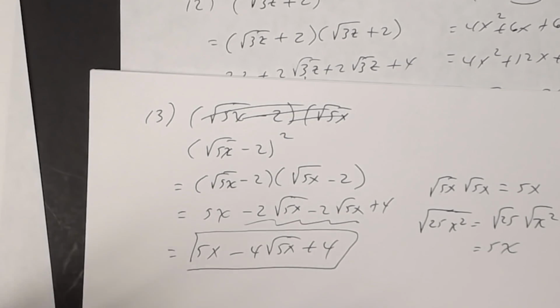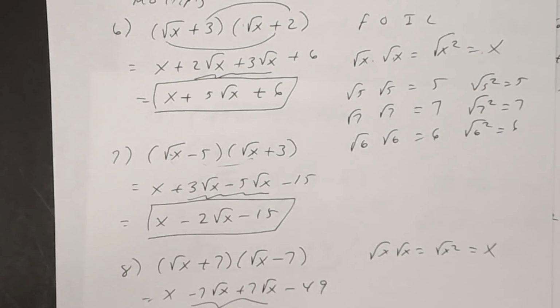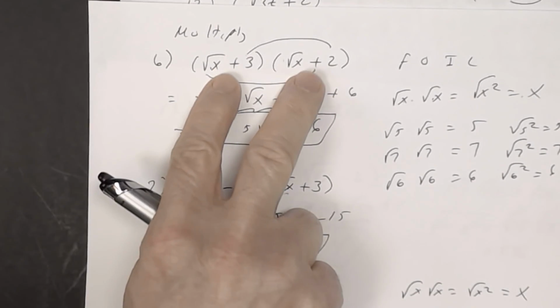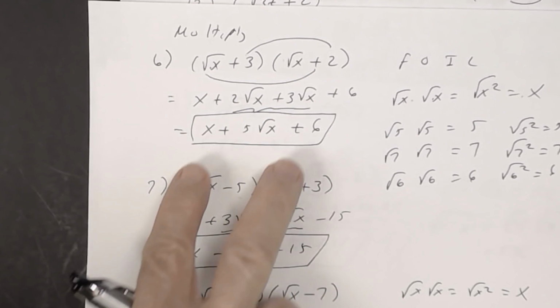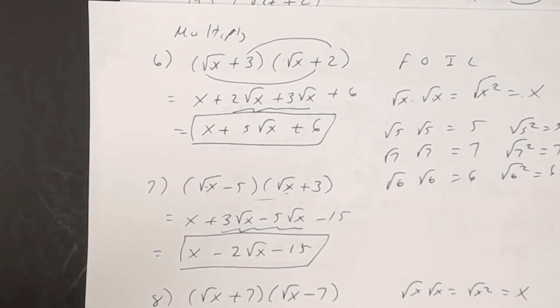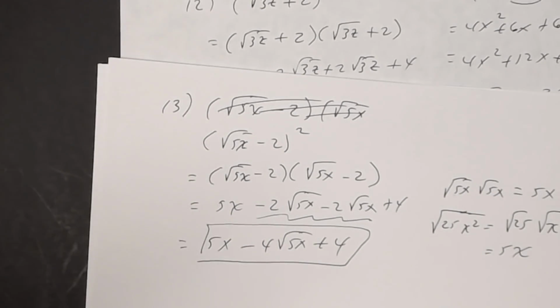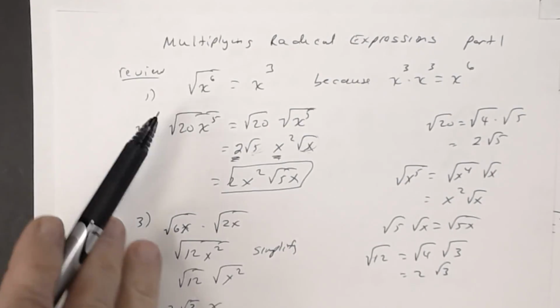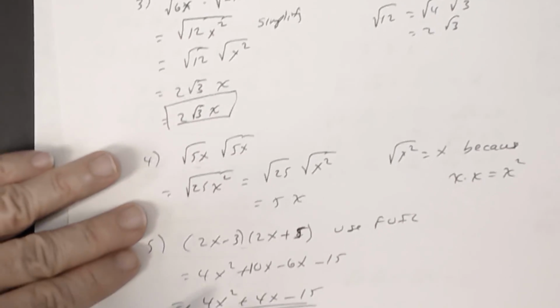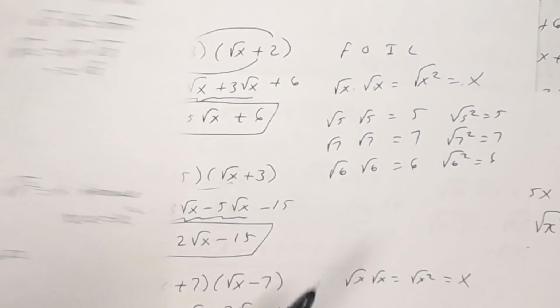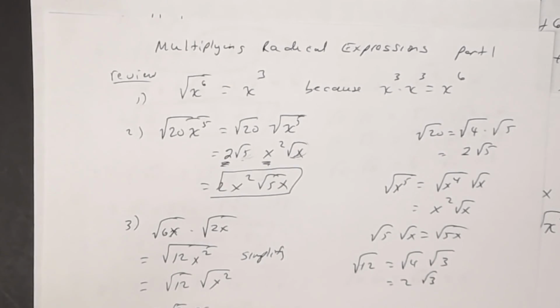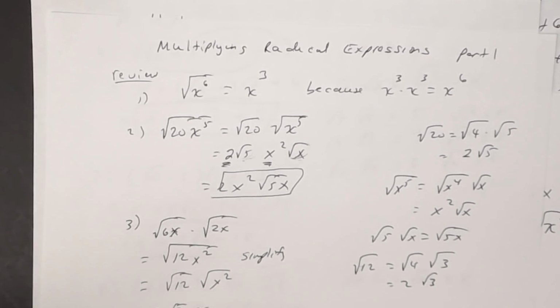All right? So this was part 1. In part 1, I need for you to understand how to multiply two binomials which are radical expressions. So make sure you go over 6 through 13 again. Make sure you can do those. And then remember the prerequisites were these right here. 1 through 6 were the prerequisites so you can basically understand what's happening here. So that is multiplying radical expressions part 1.